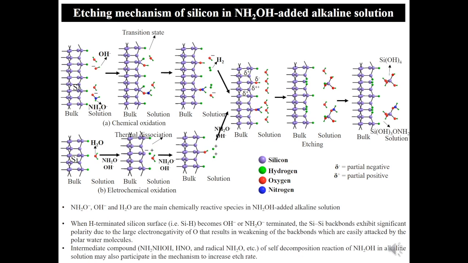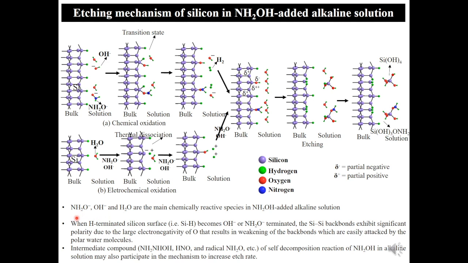The same two steps happen in the case of NH2OH added alkaline solution. That means oxidation, in which the H atom is replaced by OH, and the etching process, or you can say the removal of the surface atom, in which the weakened backbone of the silicon is attacked by water molecules and silicon atoms are removed from the surface.